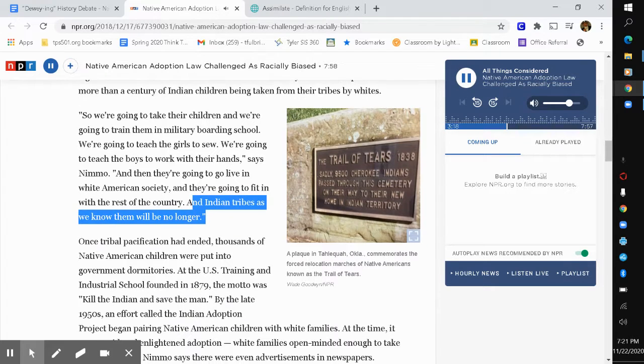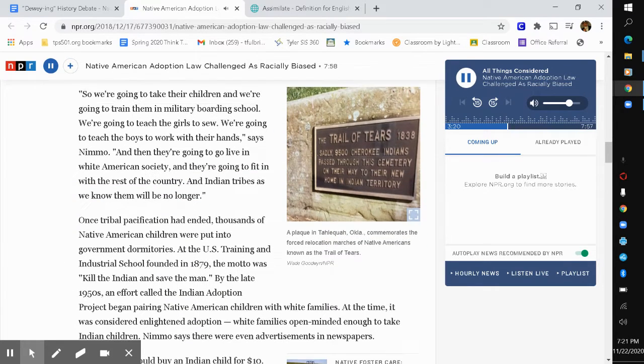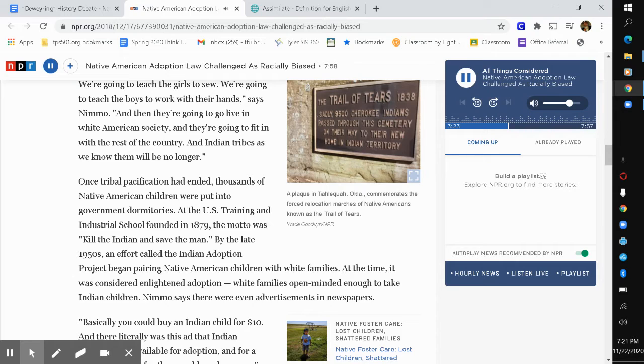Thousands of Native American children were put into government dormitories. At the U.S. Training and Industrial School, founded in 1879, the motto was, kill the Indian and save the man. By the late 1950s, an effort named the Indian Adoption Project began pairing Native American children with white families. At the time, it was considered enlightened adoption, white families open-minded enough to take Indian children. The Deputy Attorney General says there were advertisements in newspapers.